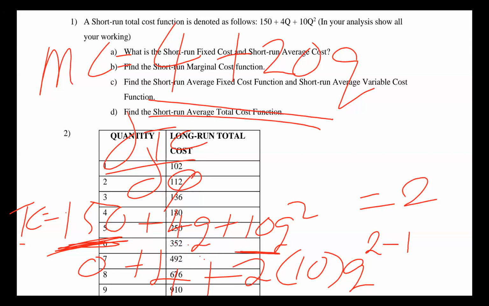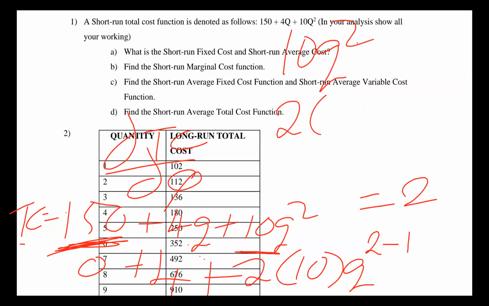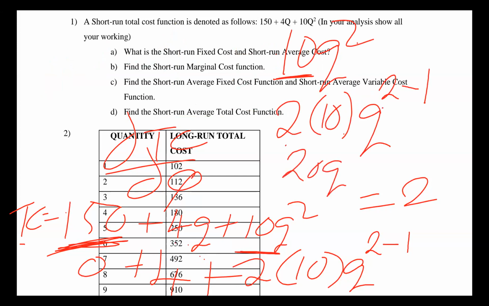And then when it comes to the expression whose power is greater than 1, the way you derive it, I said you drop the power and multiply by the coefficient. Keep the variable the way it is, and let the exponent reduce by 1. So 2 times 10 gives us 20q, to the power 2 minus 1, which is just 1. That is how we got 4 plus 20q. You got it?